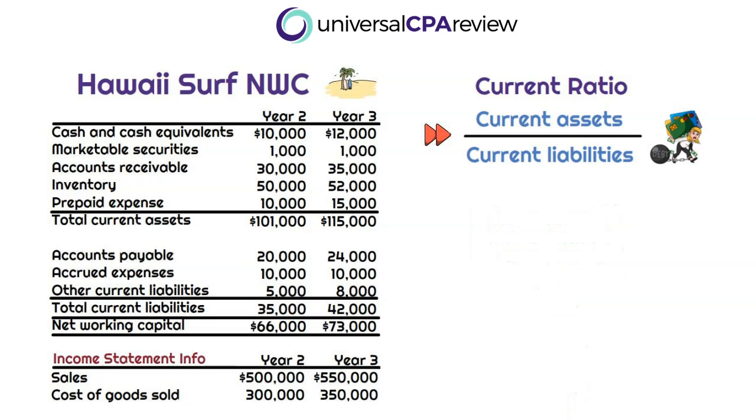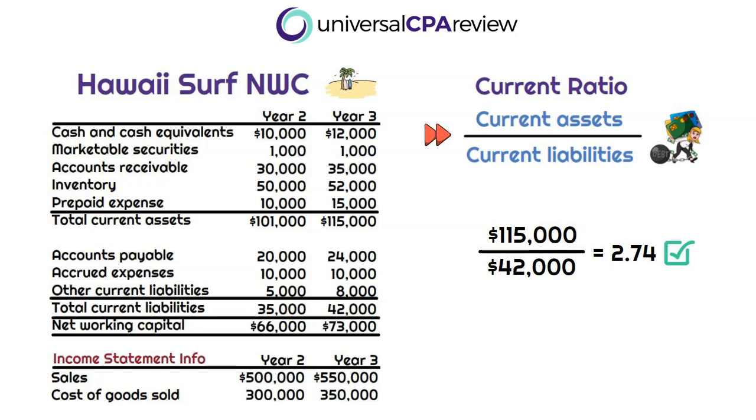So going back, we're sitting on the beach at Hawaii Surf, and we have our balance sheet, and we need to calculate the current ratio. So for year 3, well, it would be current assets of $115,000 divided by current liabilities of $42,000. And that results in a current ratio of 2.74. So as you can see, that means they have 2.74 times as many current assets as they do current liabilities.